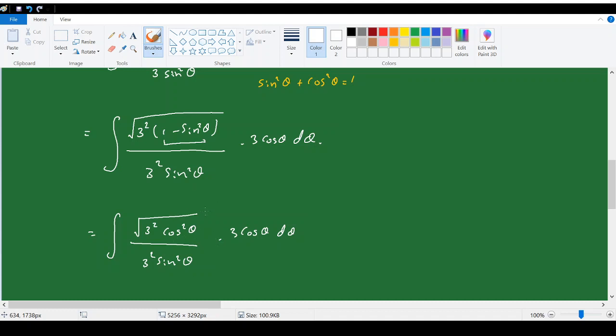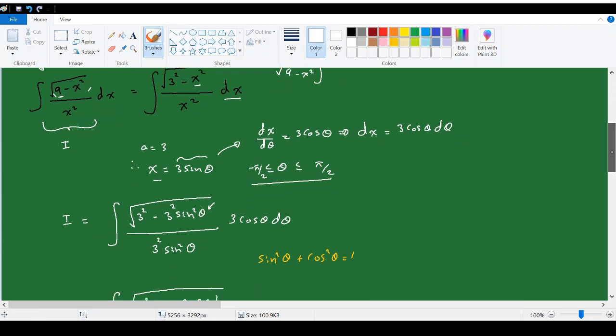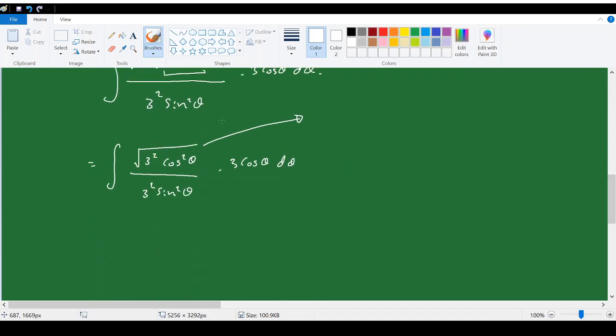Now there is another thing that I want to highlight. This is the place where we are making use of the range of the angle. The angle is given like this, so theta will fall between negative pi by 2 and positive pi by 2. I am going to explain why this is important. Inside the square root, what we have is 3 squared times cos squared theta.